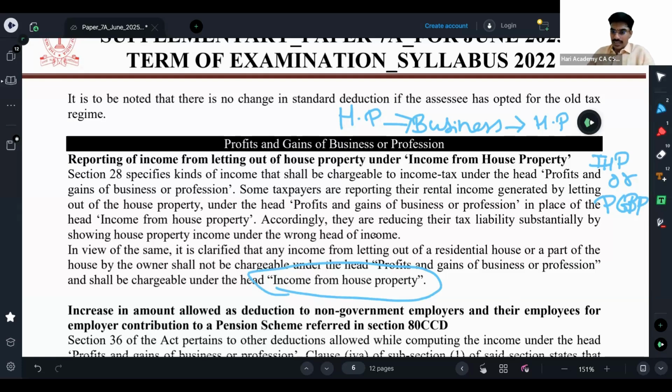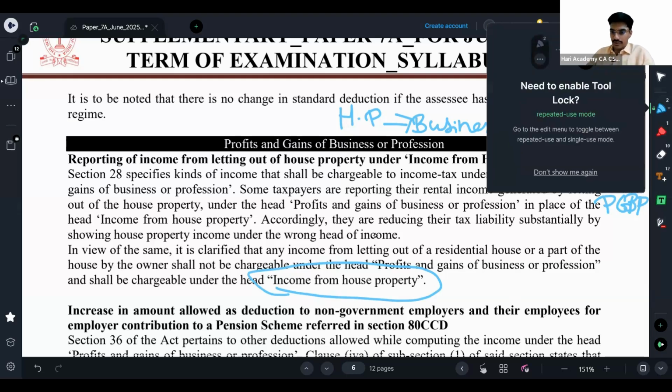So it should be charged under the head income from house property, if I'm in the business of letting out the house property.